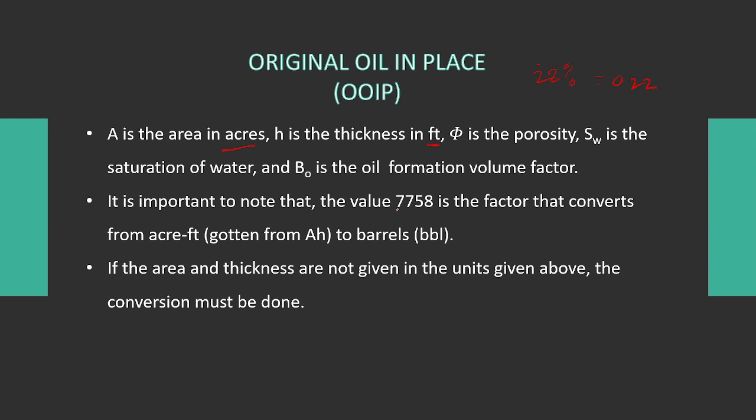So we are saying that the 7758 here is a factor that will convert the acre and feet aspects that we are having from the A and H, right, into barrels. The A and H part of the formula will give us a unit in acre feet. But we want this in barrels, so we multiply everything by 7758. That's the conversion factor, right? So that's why we do that.